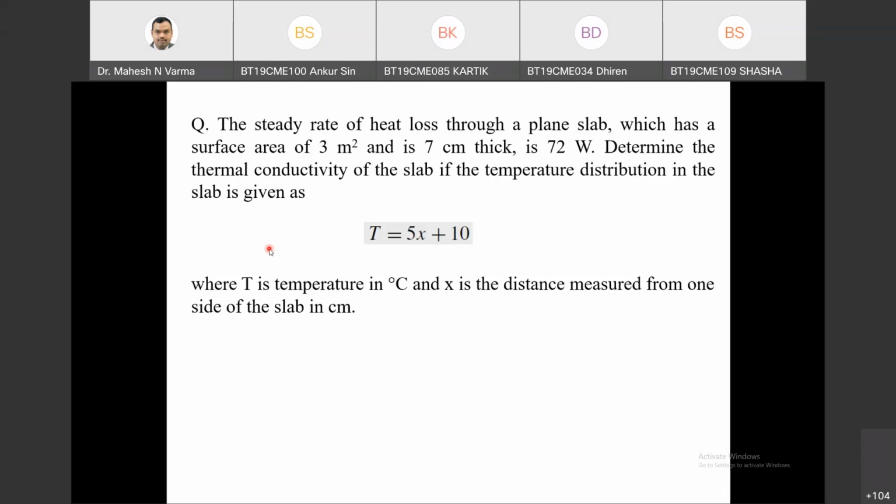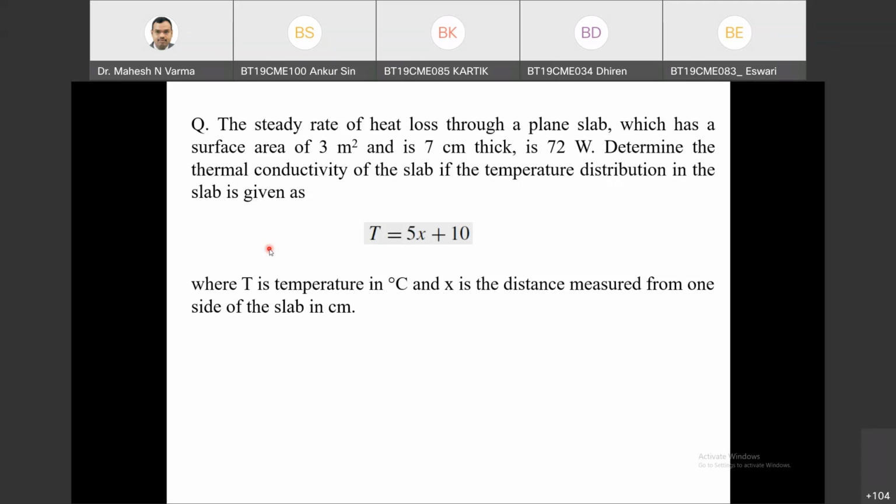So what is the value of thermal conductivity? Roll number 83, Ishwari. Sir, I'm getting 480, sir. What is dT by dx? Sir, 0.05, sir. 0.05. Sir, no, sir. Sorry, sir. It is 500. It is 500, sir. K is 0.048, sir.